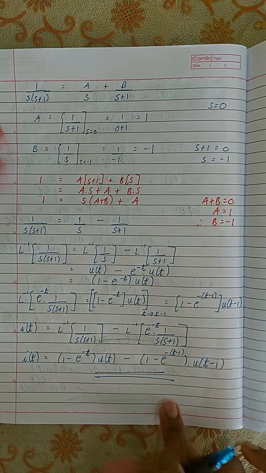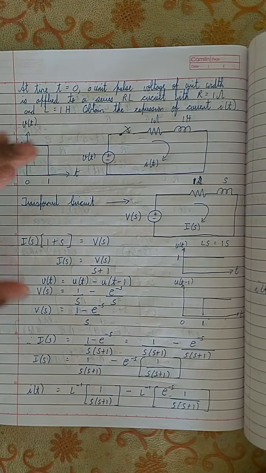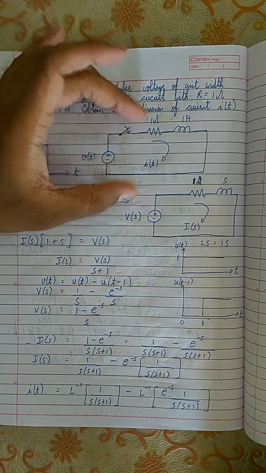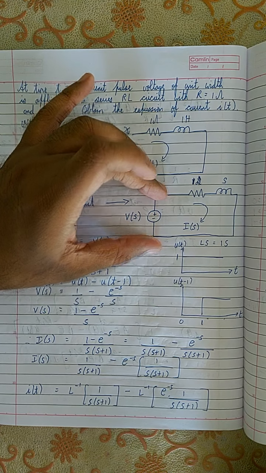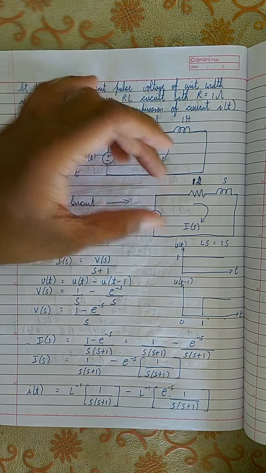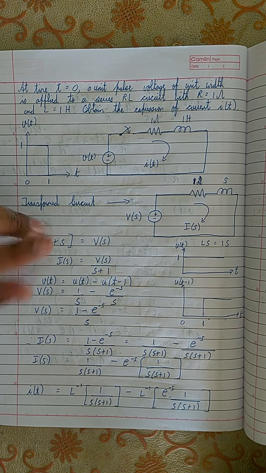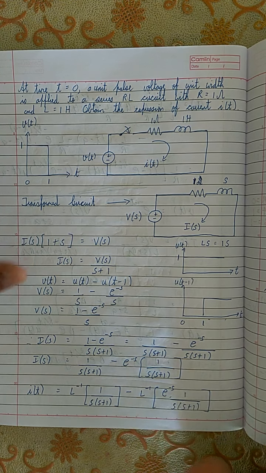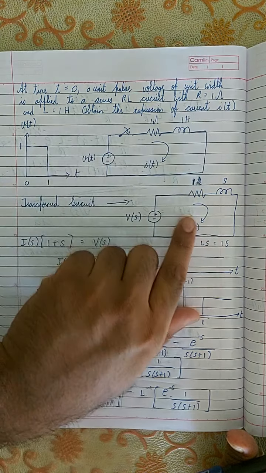Okay, so this is how we do the problem. Let me recall, this is how we do for all the problems. First you understand the circuit, you find its transfer impedance, and then after finding the transfer impedance, you write the equation of the current involved in that. Whichever the current across which element they are asking. So here they are asking the current I of t, which is the current over here.